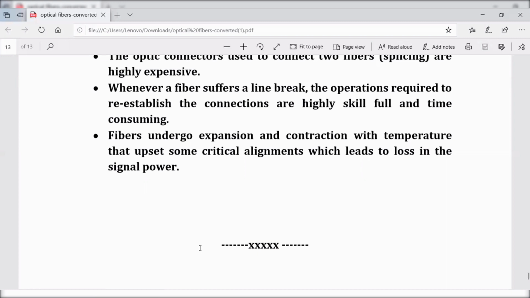Later, we went to study about the types of optical fibers, then attenuation, types of attenuation. Then we went to study about the expression for the attenuation coefficient. Then we came to know the applications of the optical fibers, advantages and disadvantages.